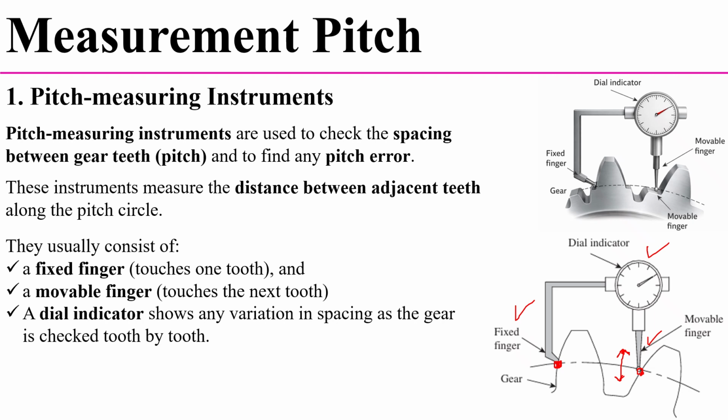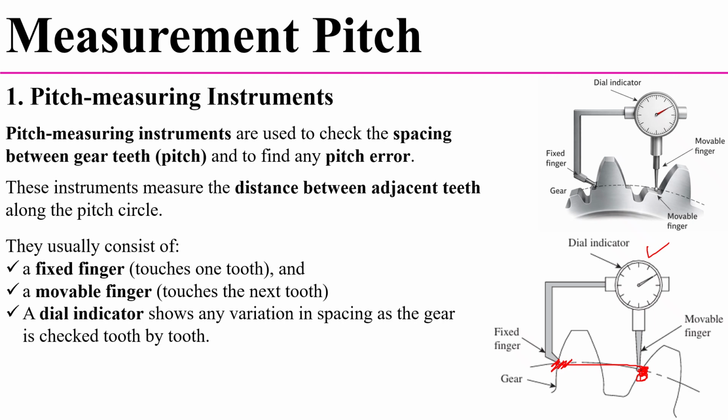The fixed finger is placed on a gear tooth at the pitch circle, and it does not move. So first we have to place this fixed finger at the tooth on the pitch circle. Next, the movable finger is brought to touch the next tooth. If the distance between the fixed and movable fingers is correct, it is equal to the gear pitch. Then the movable finger will touch the next tooth exactly at the pitch circle.